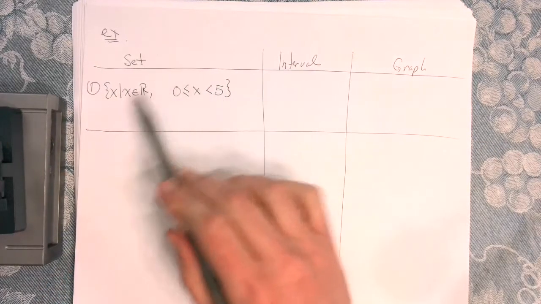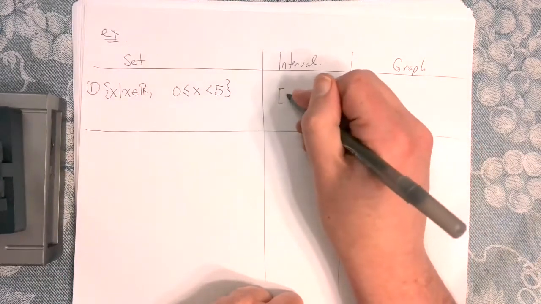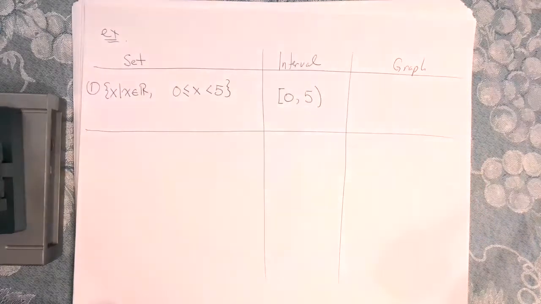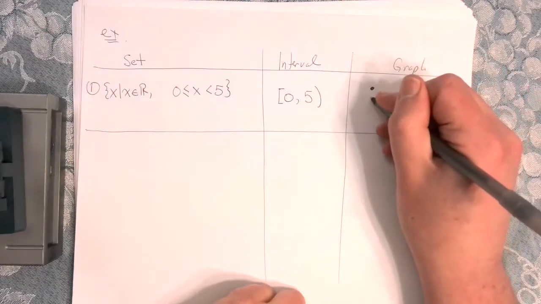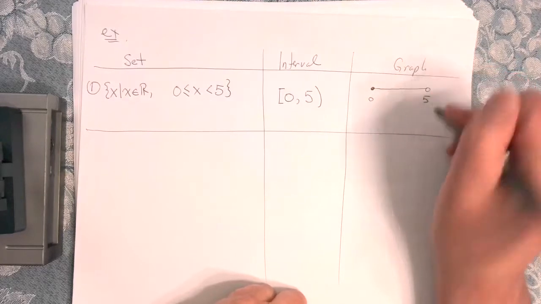So how would I express this in an interval? Well, we'd want to include 0, but exclude 5. So it looks like this. And as a graph, well, since we want to include 0, that should be closed. But since we want to exclude 5, that should be open.